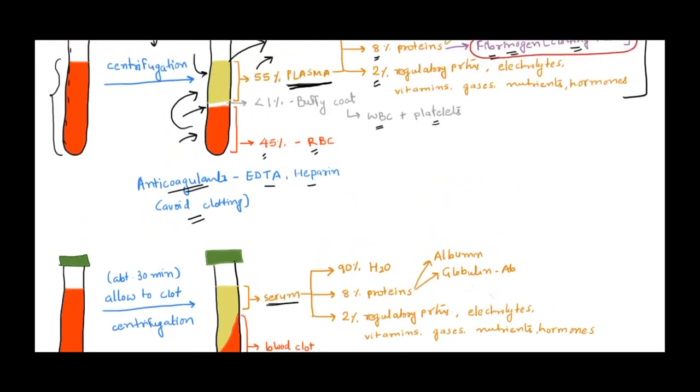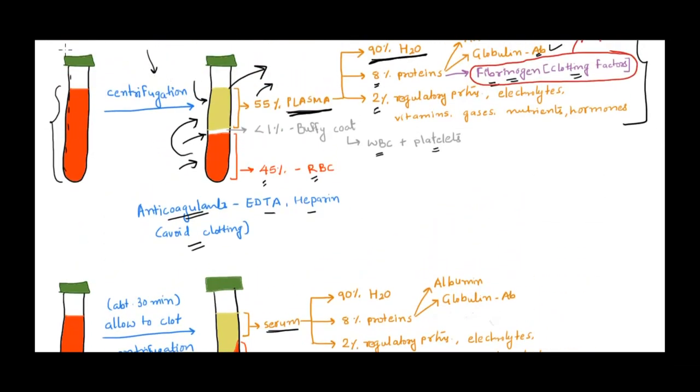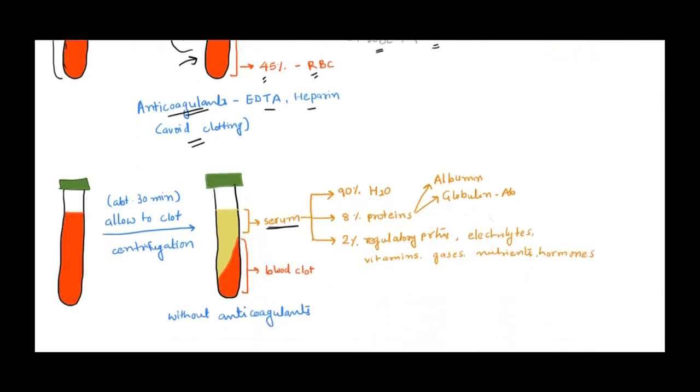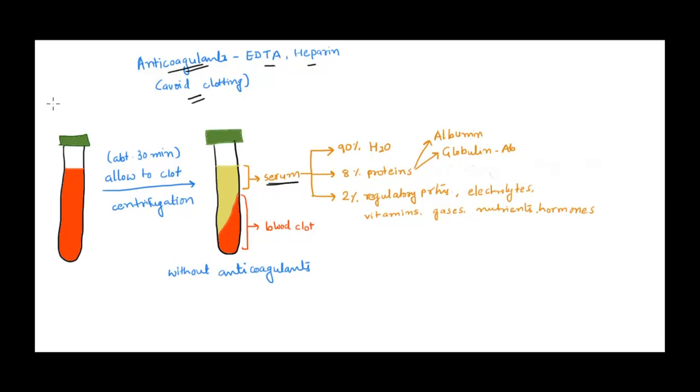Here, what we did is, as soon as we withdrew the blood, either there was anticoagulant present in the tube or we added anticoagulant and prevented the clotting. That was the first thing we did. In case we want serum, after we collect the sample, we do not add any anticoagulant. It is without anticoagulant, and we allow the blood to clot. So keep the blood sample for about 30 minutes. That will allow the blood sample to clot.